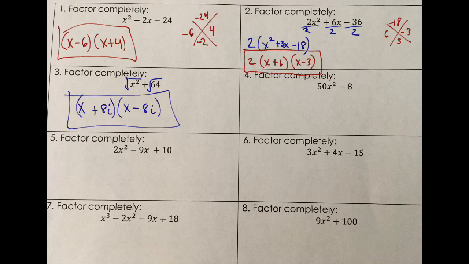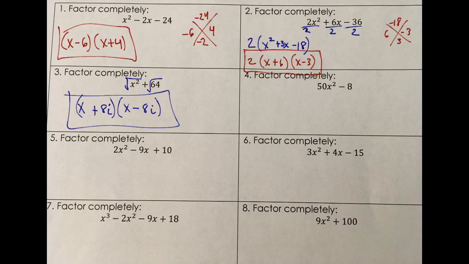Okay, moving along to number 4. We're looking for a GCF. In this case, we're trying to see if 8 divides evenly into 50. It does not. So we have to look for the next largest factor that can go into 50.